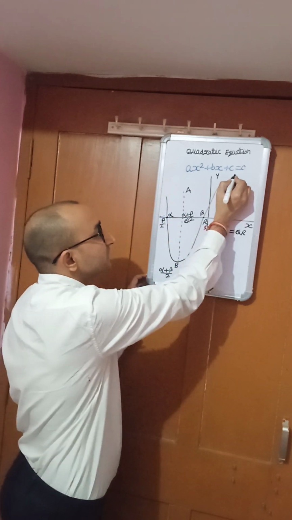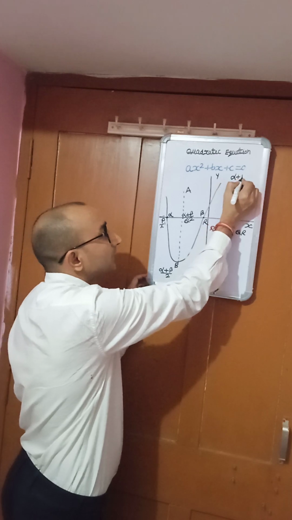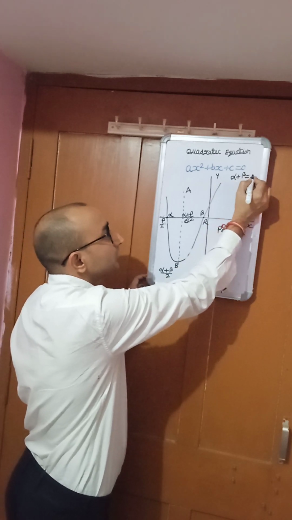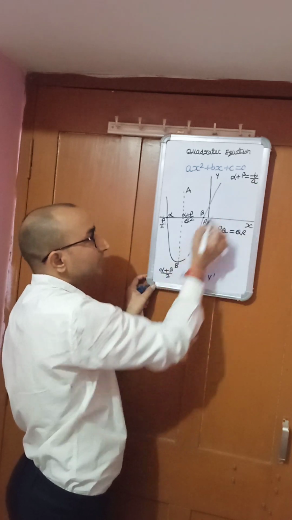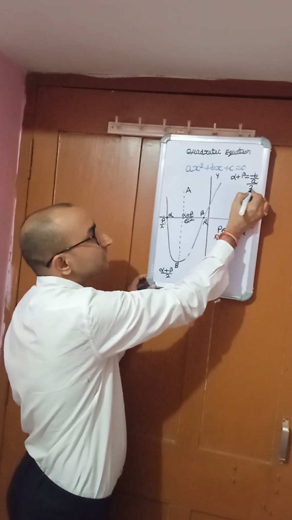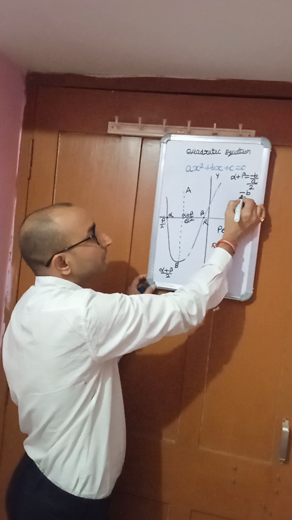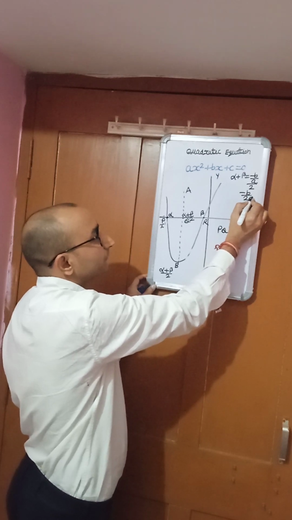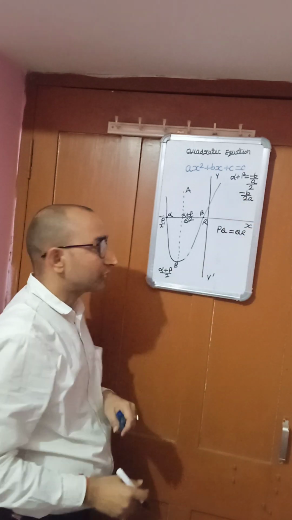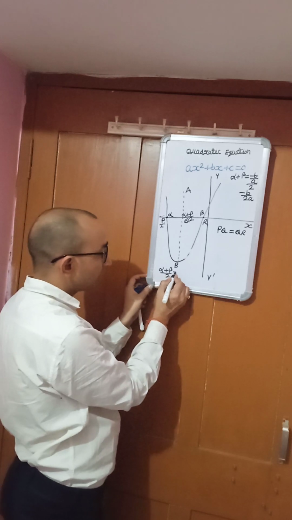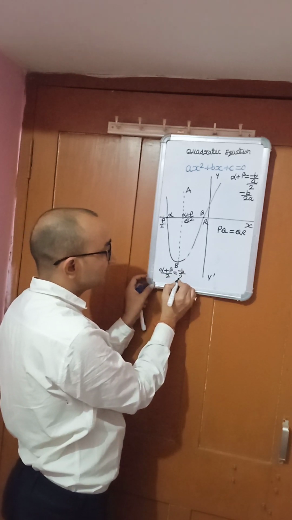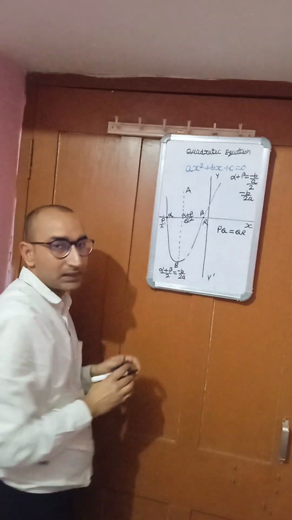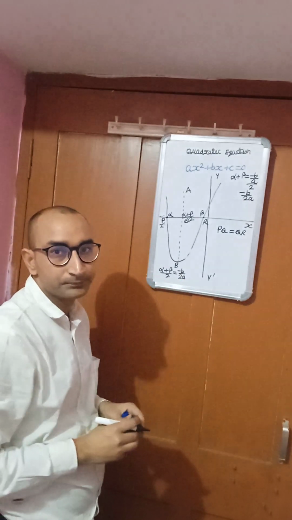What is the value of alpha plus beta? I know alpha plus beta equal to minus b by a, divided by 2, means this becomes minus b by 2a. So write here alpha plus beta by 2 equals to minus b by 2a. This is our x coordinate.